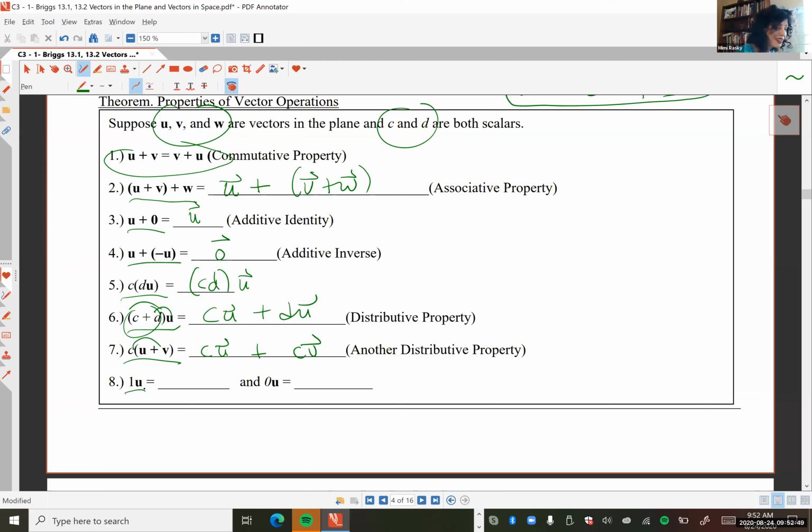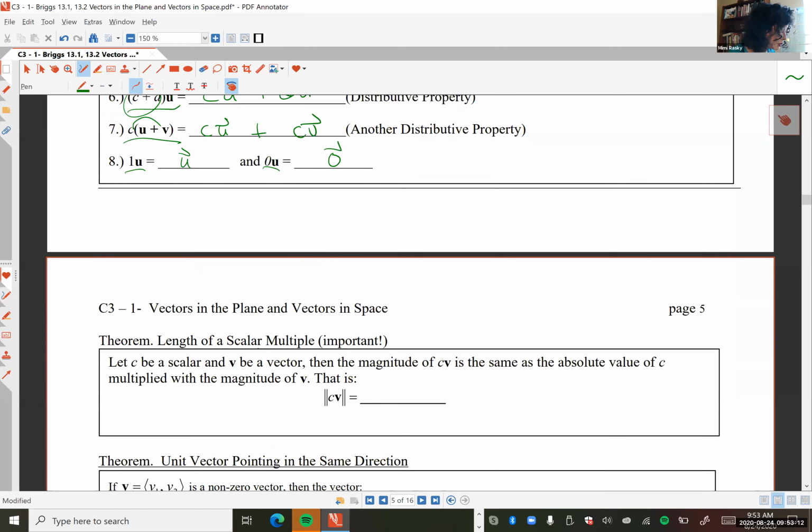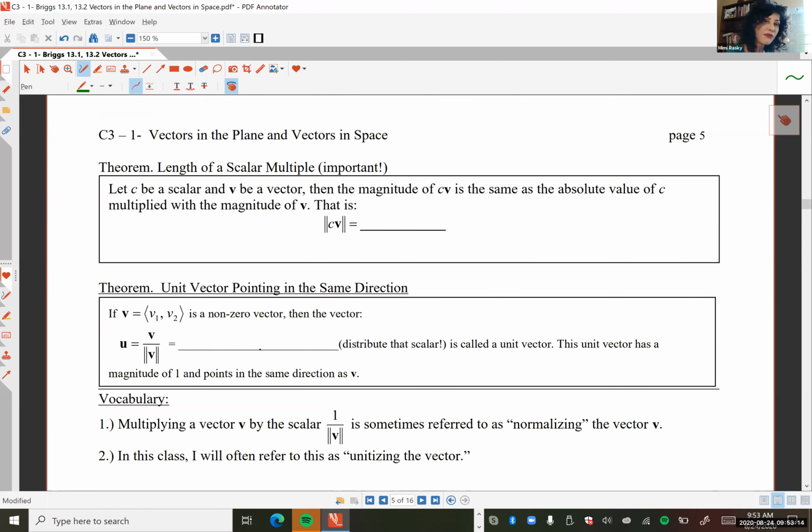And finally, and this is kind of obvious, if you multiply any vector with a scalar of 1, you're just going to get back the vector. And this one is a little bit tricky. If you multiply a vector with the scalar of 0, you don't get the number 0. You get a vector 0. And so I better see a little arrow on top to denote the vector. Okay, we're done with the theorem.